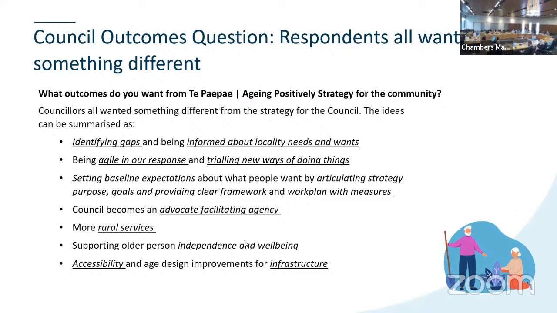Some of you said council needs to become an advocate and facilitating agency. We also need to focus on rural services and support older people with their independence and wellbeing. And then we had suggestions that we need to provide accessibility and age design improvements for infrastructure.